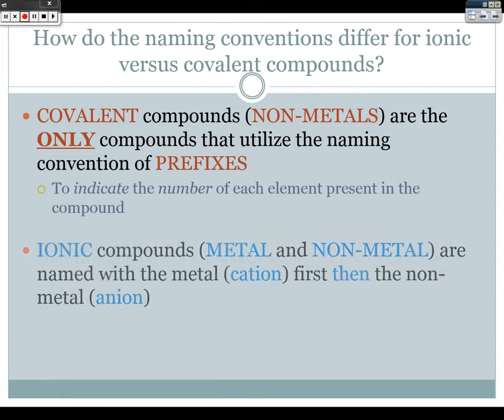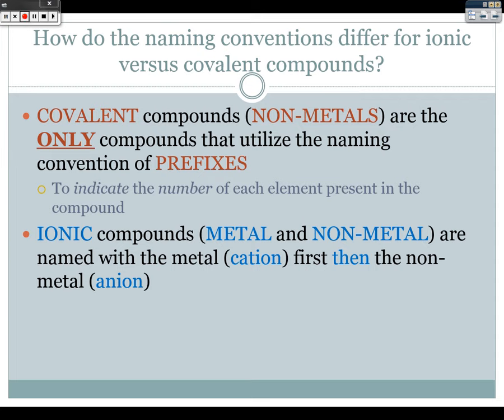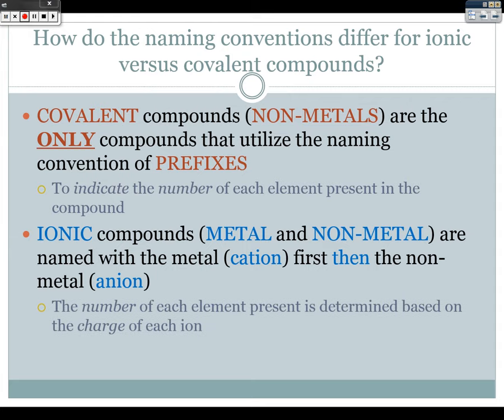prefixes. Ionic compounds, when they're metals and nonmetals, are named with the metal or the cation first, then the nonmetal or the anion. The number of each element present is determined based on the charge of each ion. Okay, so with ionic, you don't have to use prefixes because we know how many of each element is going to be present based on its charge. It has nothing to do with the prefix, and it's all based on charge.